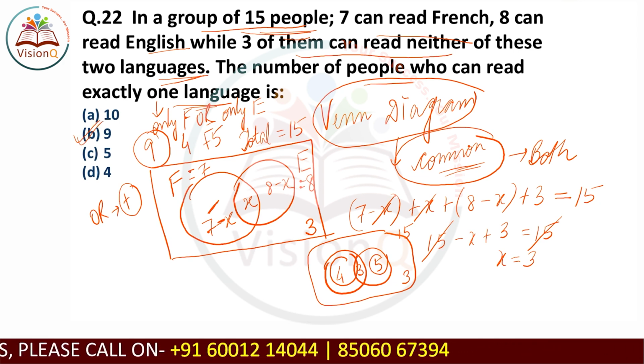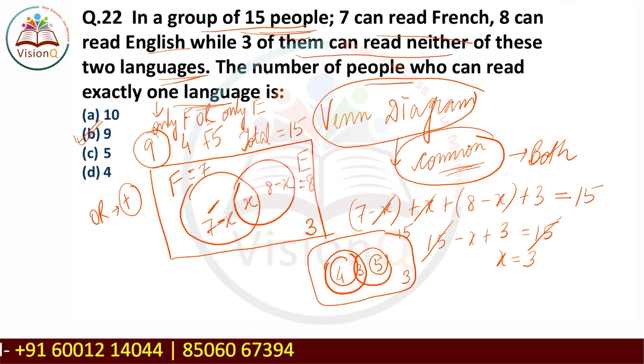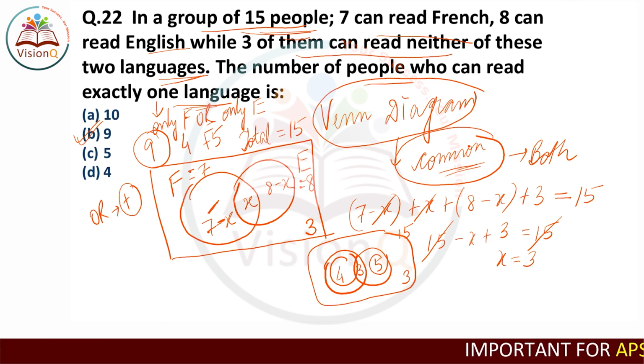Such questions become easier, and the concept becomes clear, if you apply the concept of a Venn diagram in such questions, whenever you get some common portion between French and English.